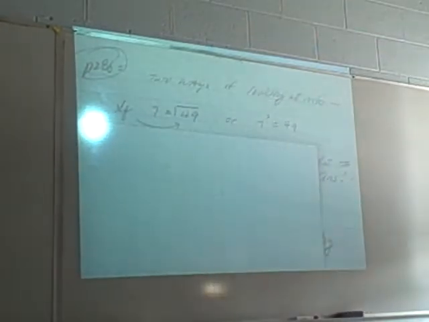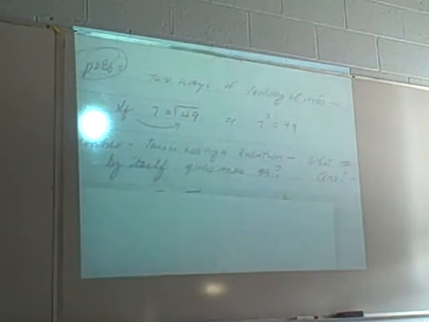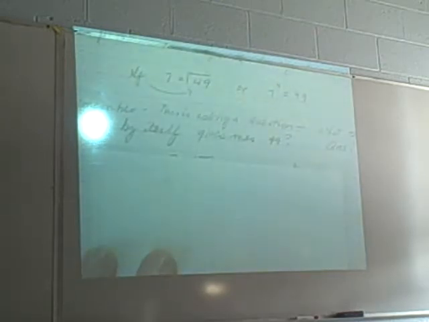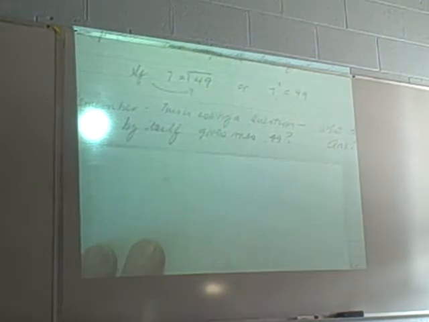What does that say over on the left? Page 286, 2 ways of looking at info. I'm just taking this out of your book. All right? Okay, so remember that that radical symbol is asking a question, what gives me the square root of 49?